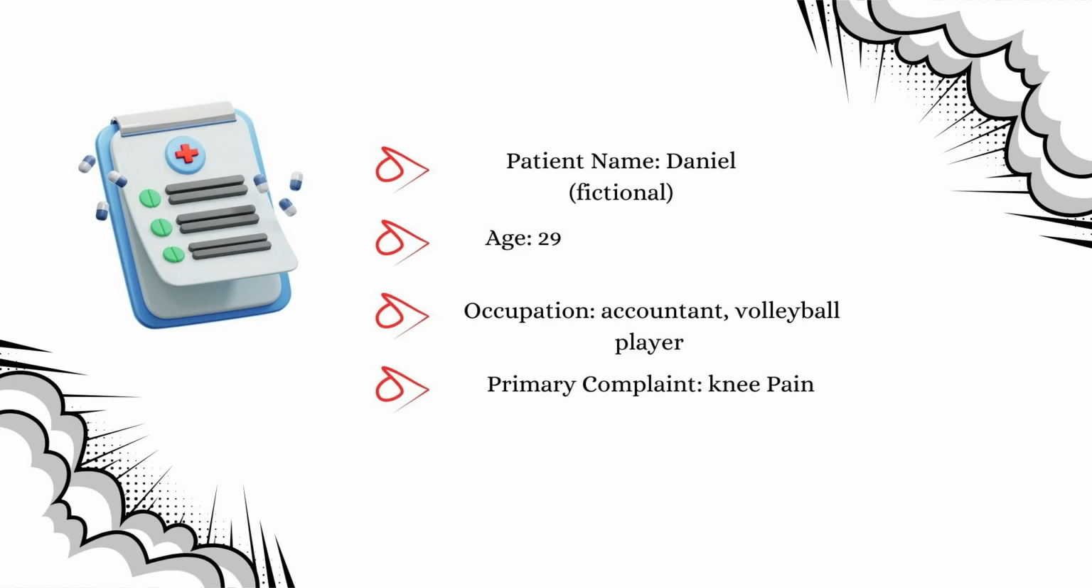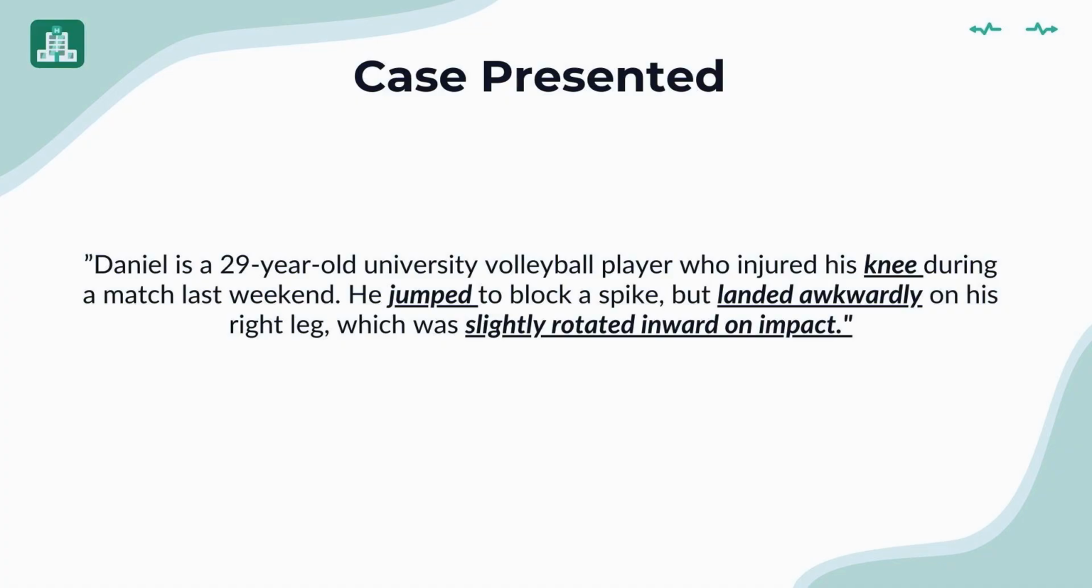So we're going to start with just the basic details of the patient first. So our patient's name is Daniel, he's 29 years old. His occupation is an accountant, and then he plays volleyball on the weekends, and then his primary complaint will be his knee pain. So then we'll move into the case study as it is presented.